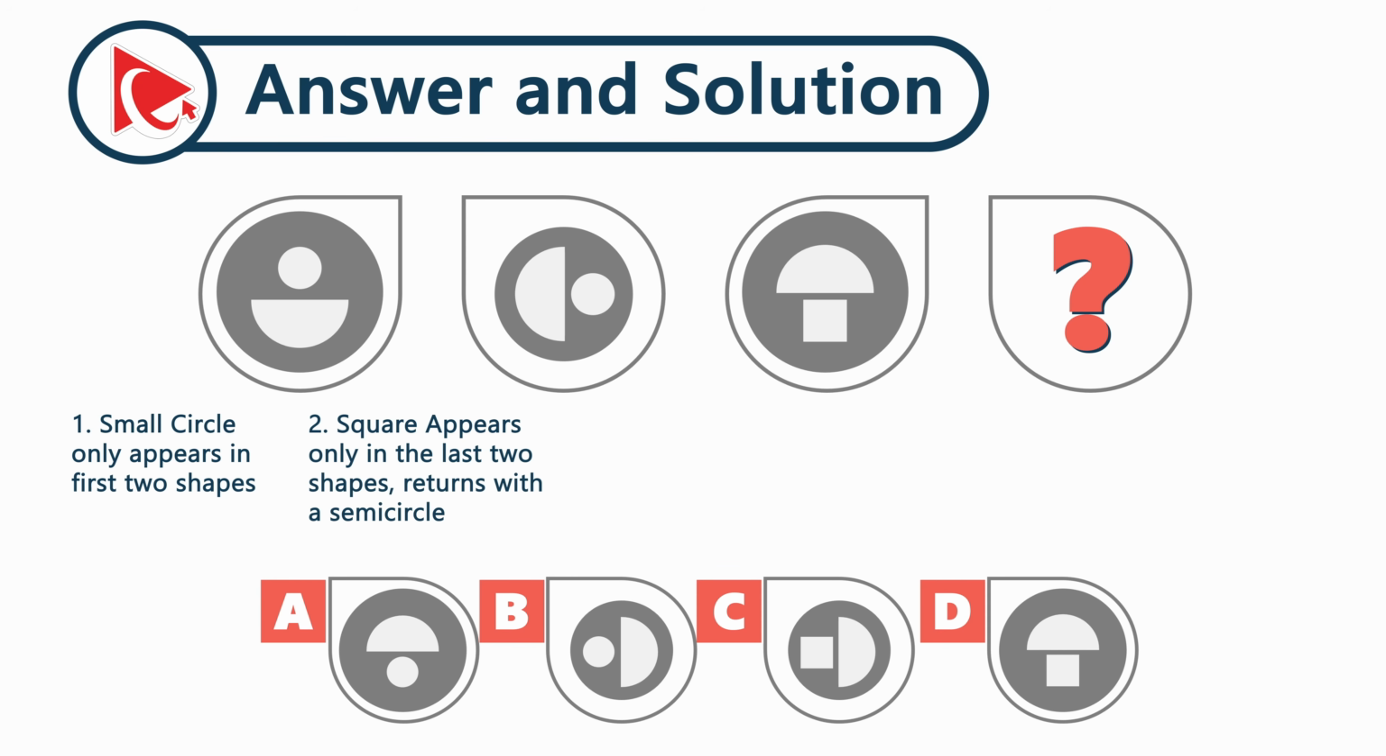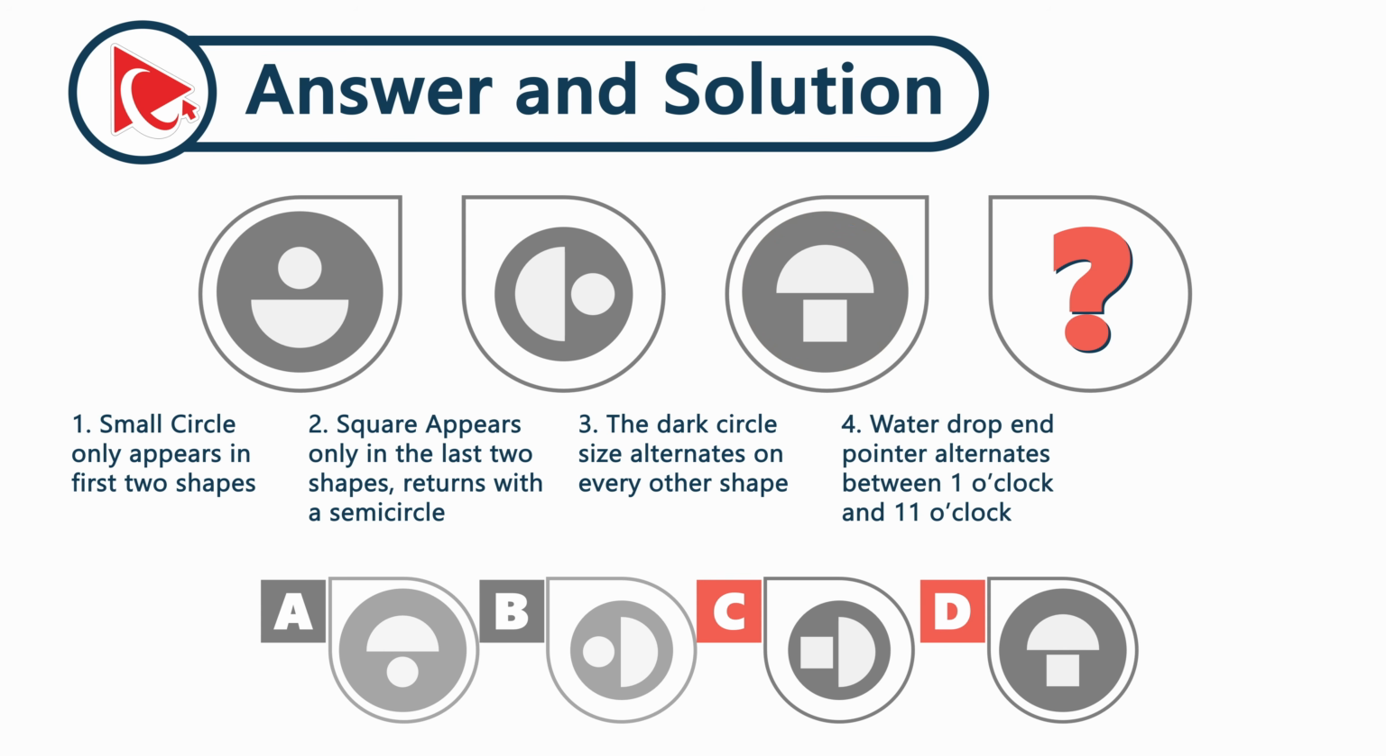This helps us to eliminate choices A and B. But we still need to make the right call between choices C and D. Let's look at other patterns present here. Take a look at the dark circle inside the water drop shape. The dark circle size alternates in every other shape. In the first shape it's large, then it's smaller in the second shape, then it's large again in the third shape. Another interesting pattern here is that the water drop end pointer alternates between 1 o'clock and 11 o'clock positions. It points at 1 o'clock in the first shape, then points at 11 o'clock in the second shape, then back again to 1 o'clock, which means that in the target shape it should point to 11 o'clock.